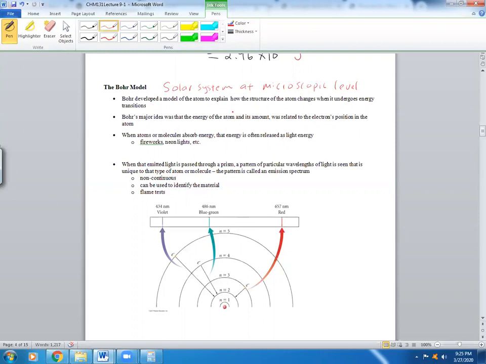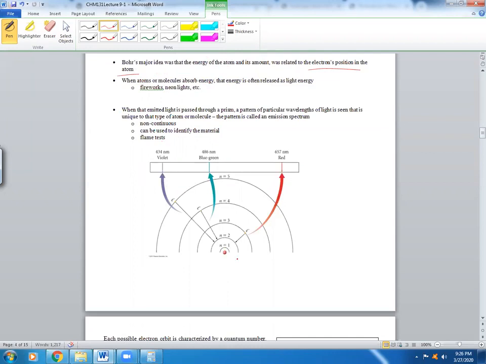He developed the model of the atom to explain how the structure of the atom changes when it undergoes energy transitions. He said that the energy of the atom and its amount was related to the electron's position in the atom.